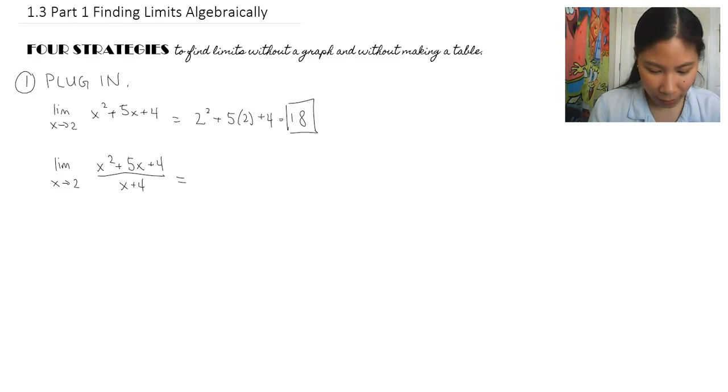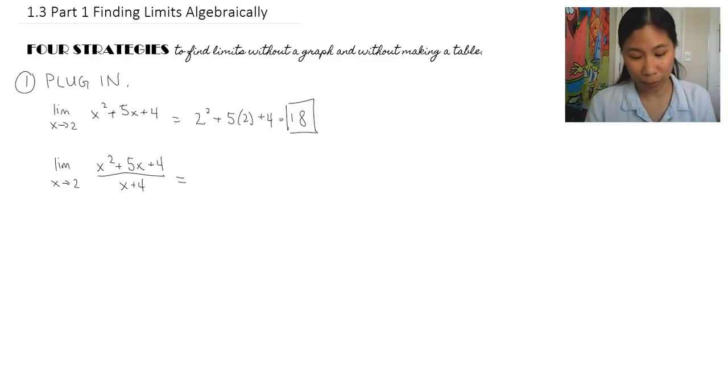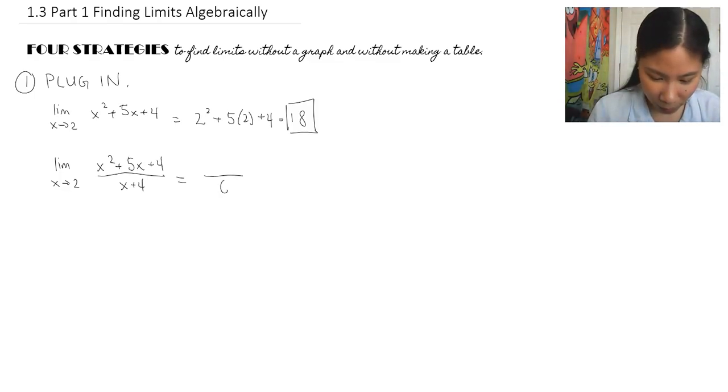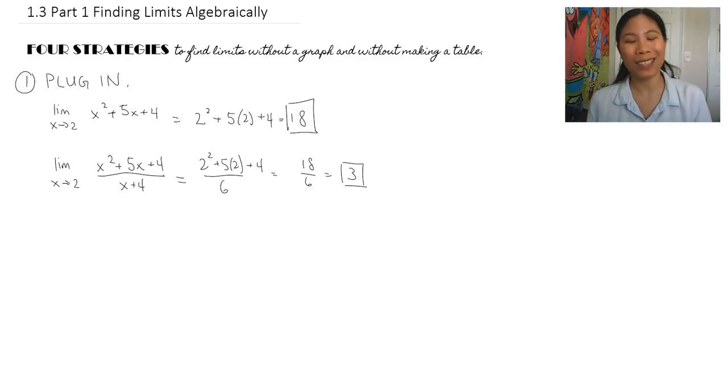So again, since we don't end up breaking the divide by 0 rule here, we end up with 6 on the bottom, which is perfectly okay. And then on top we have the 2 squared plus 5 times 2 plus 4. So we end up with 3. Cool. Plug-in is the easiest way.